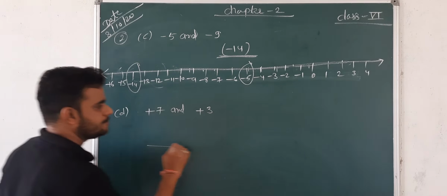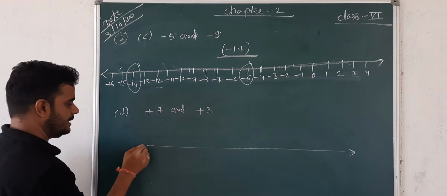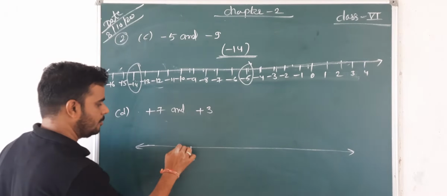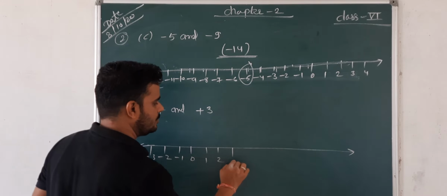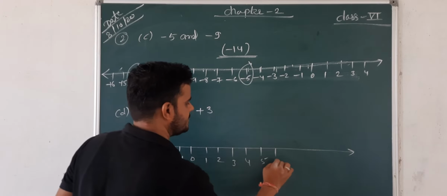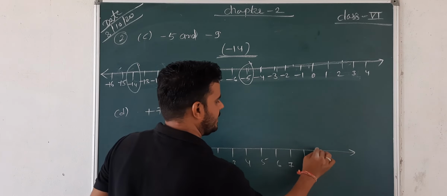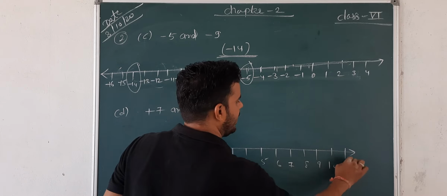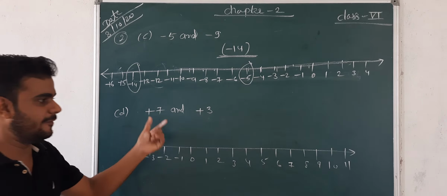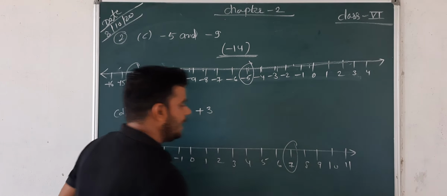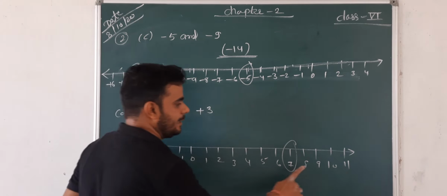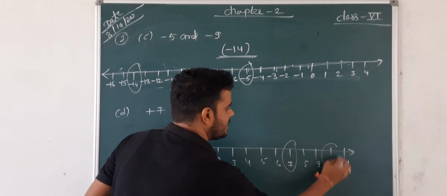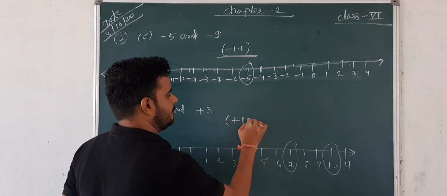Same here also. Just see, both are positive. So 0, negative 1, negative 2, and negative 3. Then 1, 2, 3, 4, 5, 6, 7, 8, 9, 10, and 11. So first number is positive 7. It means we are here. And after, second number is positive 3. So we will move to the right hand side. And how much? 3. 1, 2, 3. So the answer is positive 10.